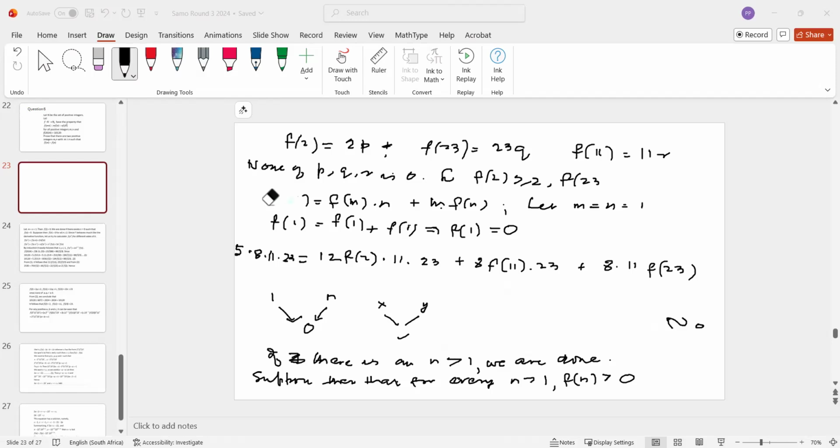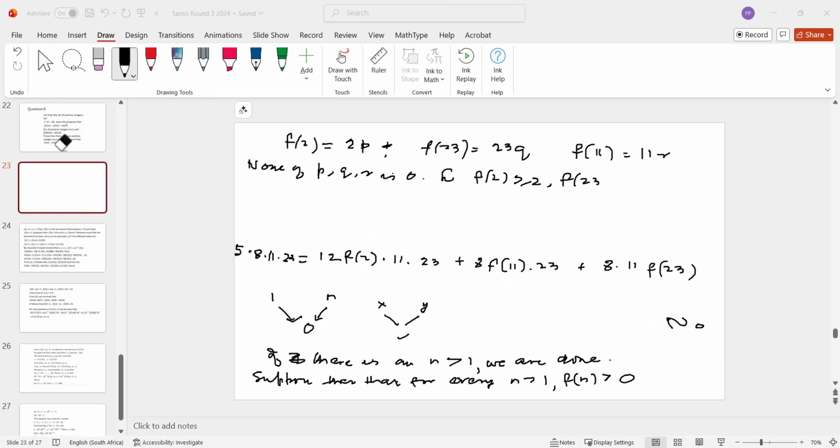Let me just do this thing neatly. Sorry about this. I'm preserving this thing here for so long. Could have rewritten it instead of going through all this inconvenience.